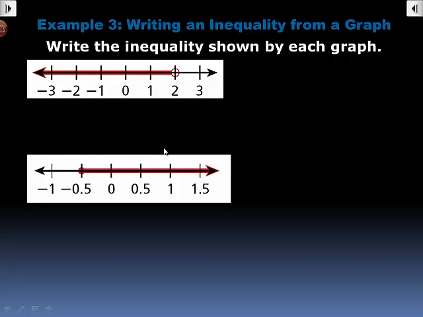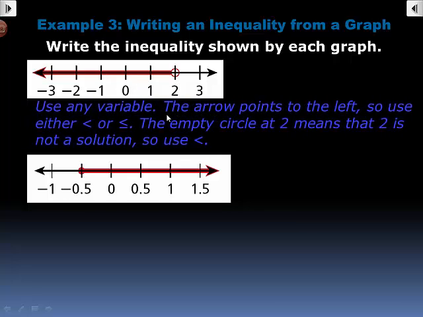Let's look at example 3. In this case, I want you to write the inequality shown by each graph. As you notice, we're going to pick any variable we wish, probably x, and the arrow points to the left. So we're going to use either less than or less than or equal to. Because this is an empty circle or an open circle at the 2, we will not be using the equal one. We will be using less than. So x is less than 2, but not equal to.